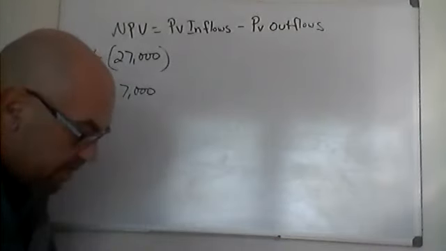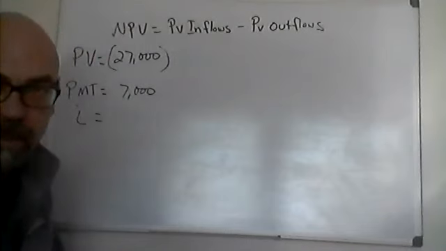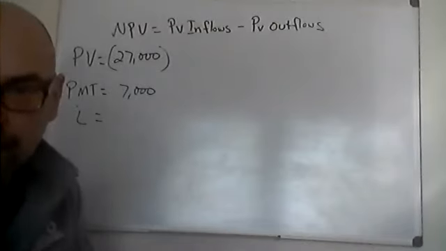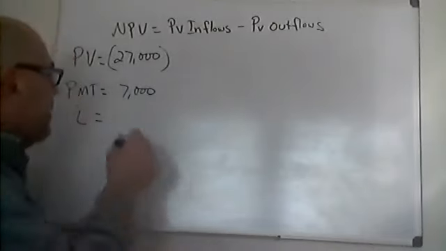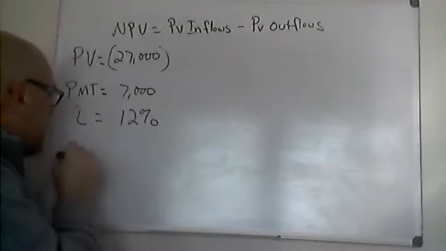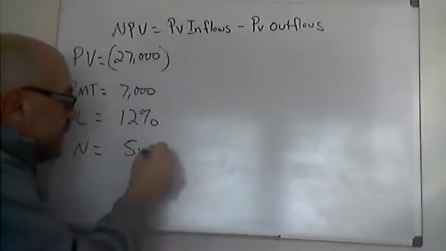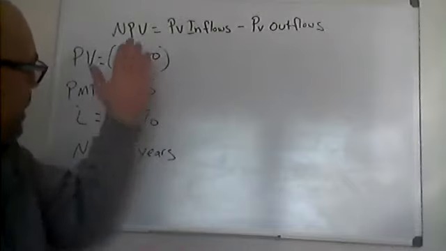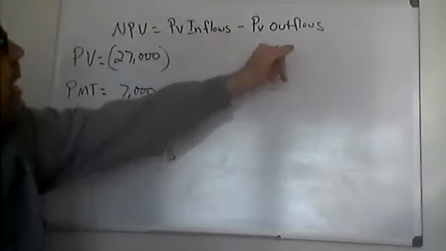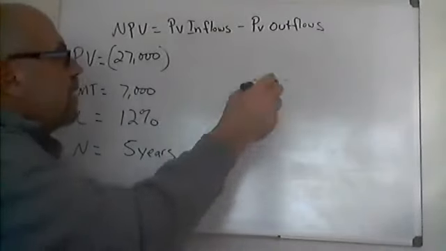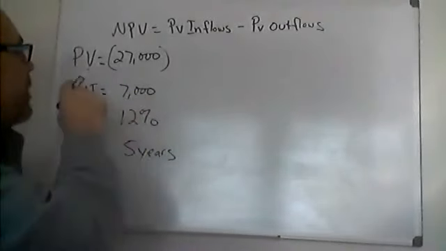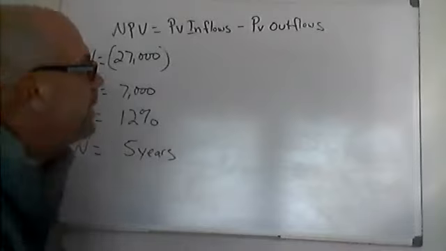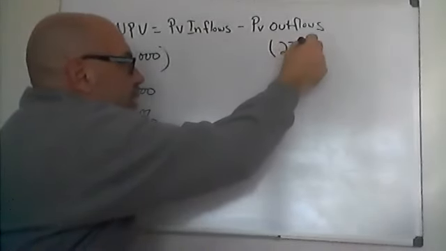Our interest rate is given. The company's required rate of return is 12%. It could say the company's discount rate, the company's implicit rate of return, however it's worded, look for their rate. And our period is 5 years. Next, so there's all the information we need. We can go through and plug it into here. Let's start with our outflows. If we have one of those, it is $27,000. It happened today. It is at its present value already. So our outflows is all we have, $27,000.